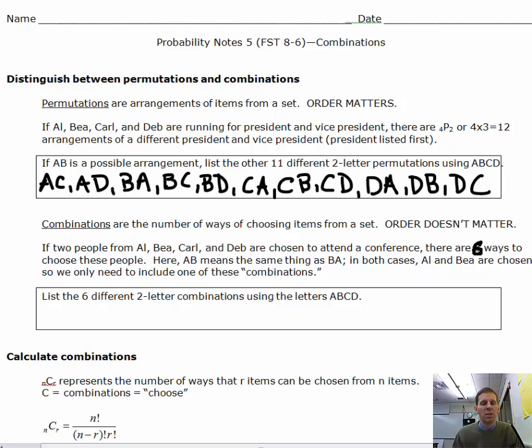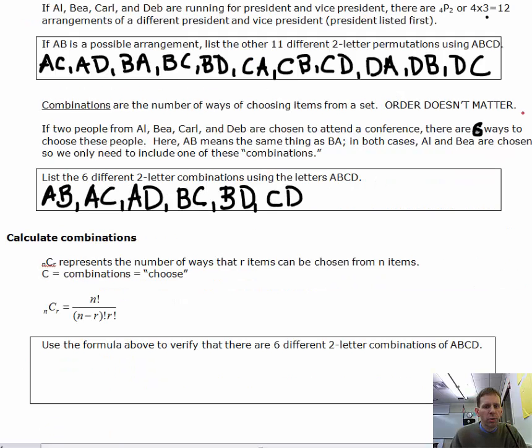See if you can come up with these 6. Pause the video, and we'll be right back. I wrote down AB, AC, AD, BC, BD, and CD.